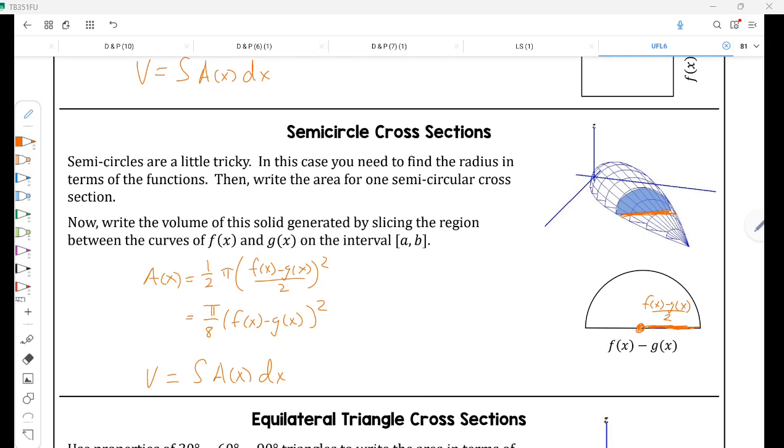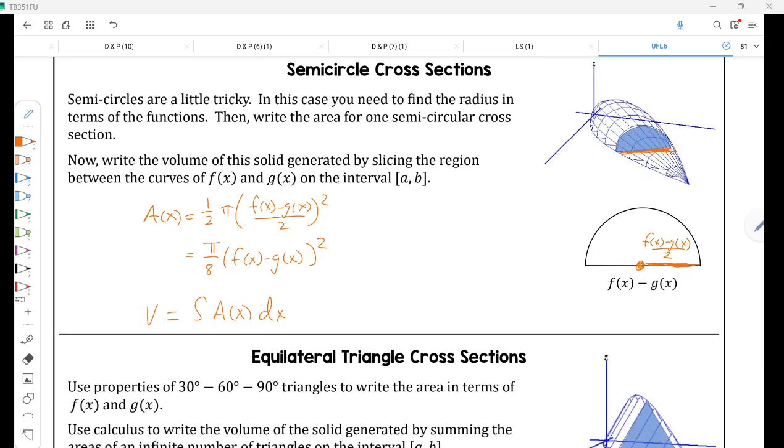This is a shape made up of a bunch of semicircles, but all of those semicircles are different. That's what we need integration for.